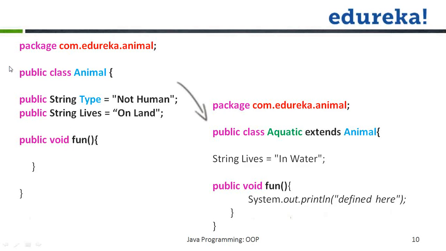Now this is a package that is com.edureka.animal. Within that I have a class that is animal. Now in this class I have defined the attributes type, that is not human. I have actually converted the diagram itself into Java code. So public String type not human and public String lives on land.